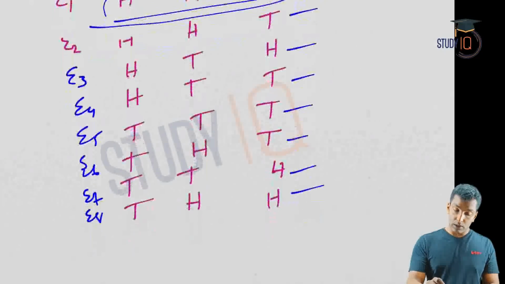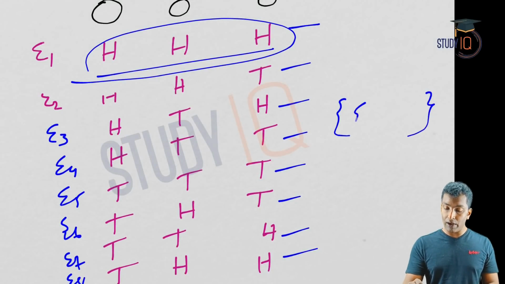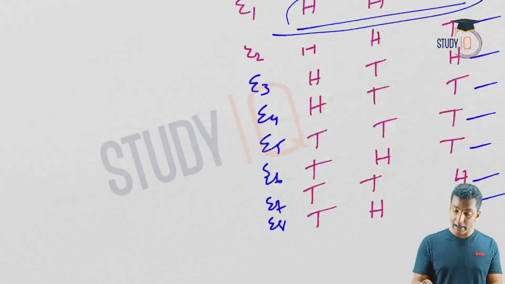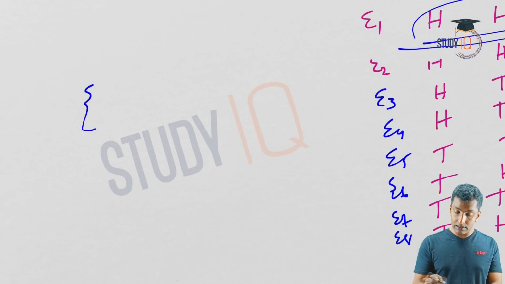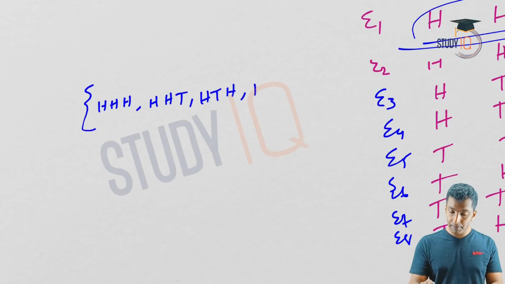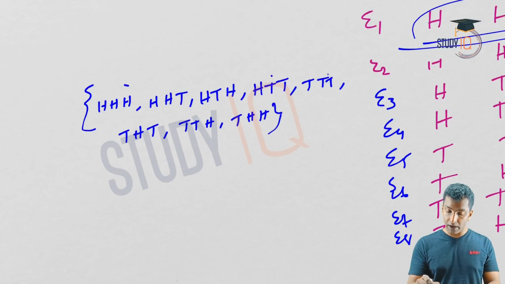Okay, so then you can write the sample space as the set E1, E2, E3, etc., like this. So this is your sample space. You need to write this completely. So when you're writing this, you should write HH, HT, HT, HT, TT, and TH. I hope I have covered all: 1, 2, 3, 4, 5, 6, 7, 8.